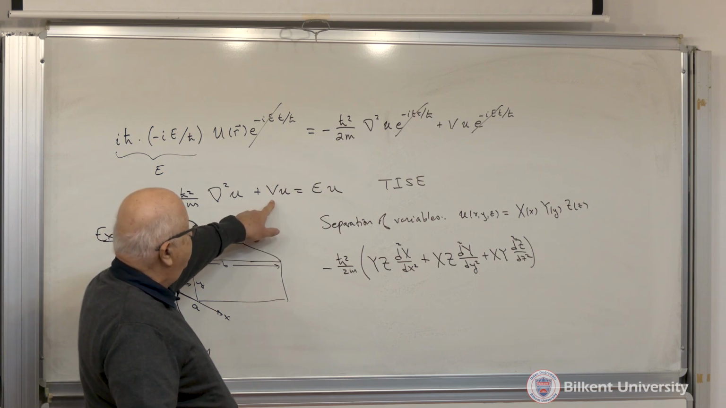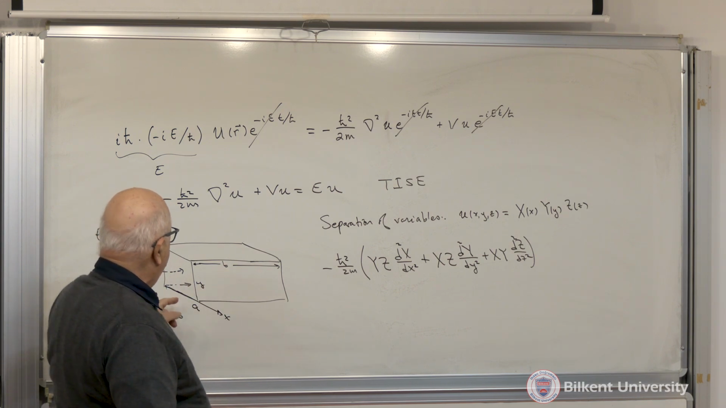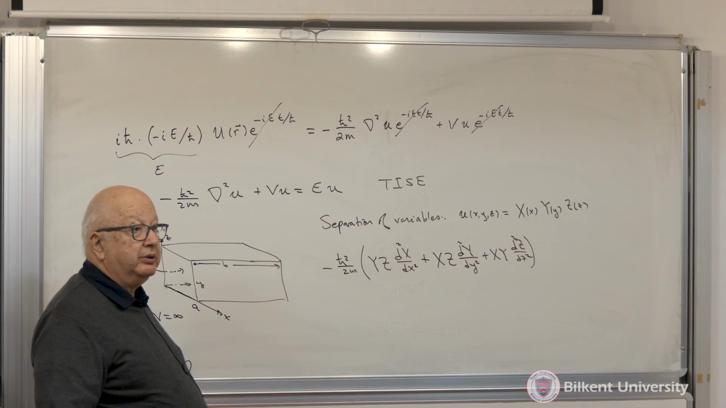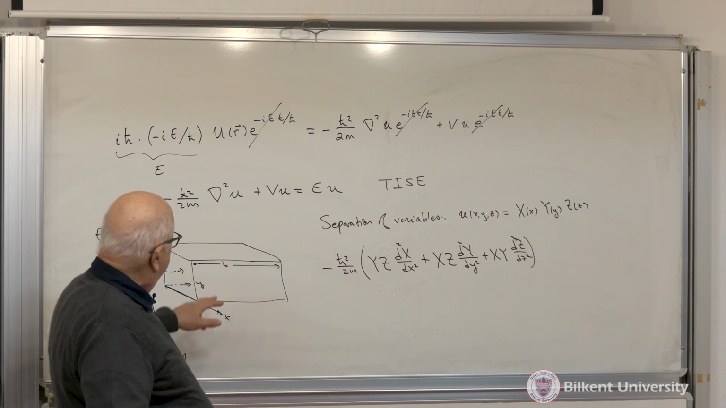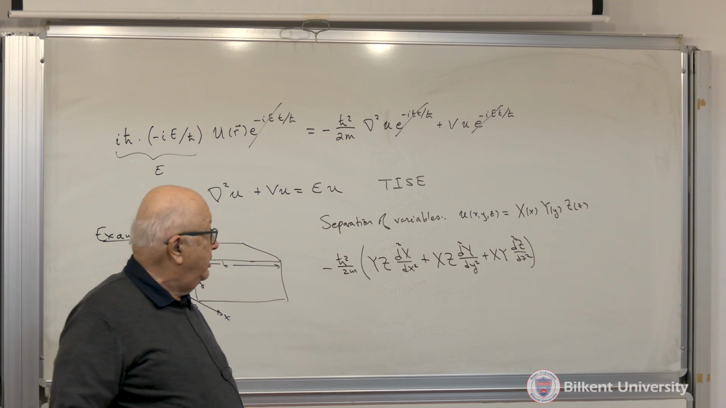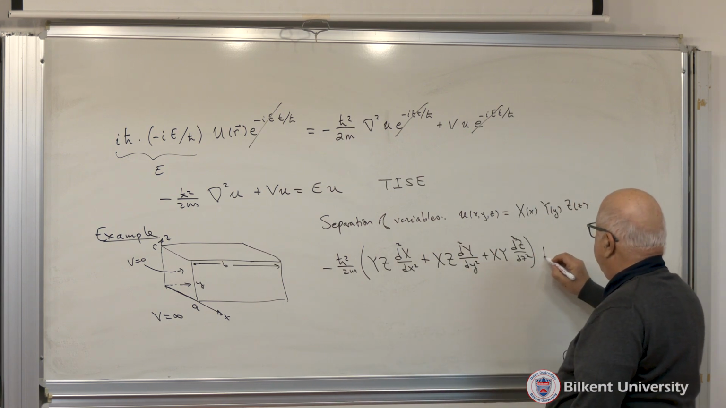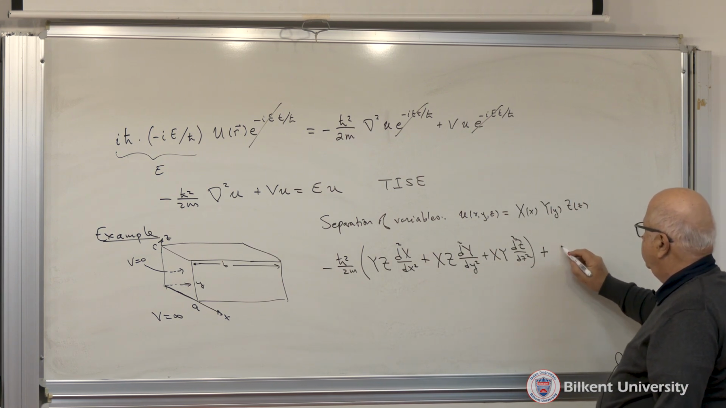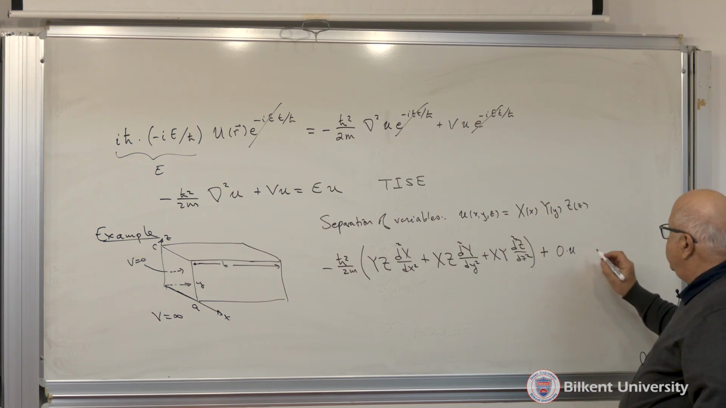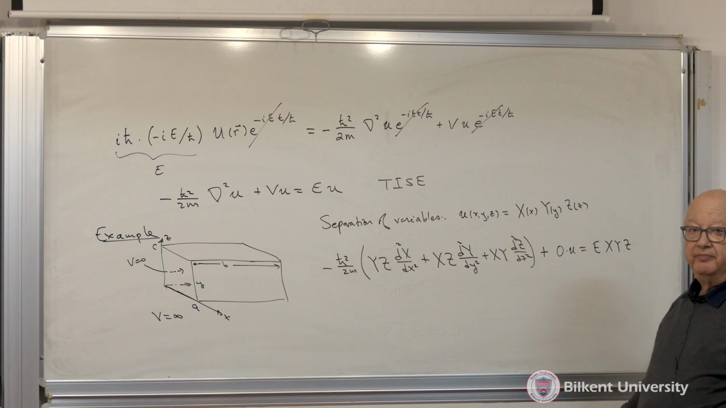That plus V. Well, V is 0 in the region that I want to solve, but I have to be careful about the solution because I want the wave function to go to 0 at all boundaries, because the wave function cannot exist outside this box. And that means I have 0 for the potential, 0 times u, the whole thing equal to E times X times Y times Z.